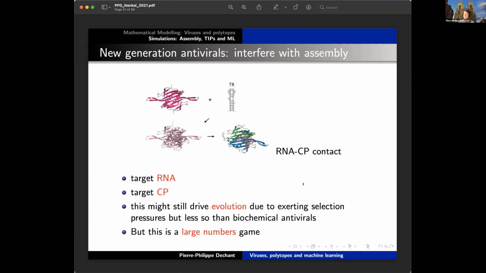So the question is, can we do something smarter than this? Can we somehow harness this exponential growth and turn it into an advantage for us, so our antiviral strategy also grows exponentially along with the virus?